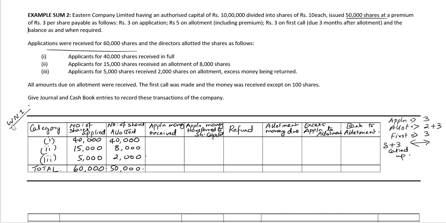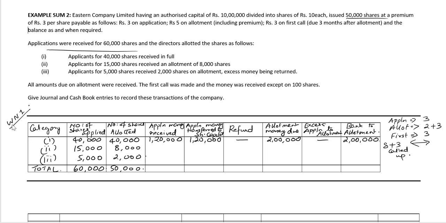We'll start with the first category, application money received: 40,000 shares applied multiplied by 3 rupees per share, 1,20,000 rupees. Application money transferred to share capital, 40,000 shares allotted multiplied by 3 rupees per share, 1,20,000 rupees. Again, there will be no refund. The allotment money due, 40,000 shares allotted multiplied by allotment money of 5 rupees per share, 2 lakh rupees. There is no excess application that can be transferred to allotment, and therefore the bank to allotment amount is 2 lakh rupees.